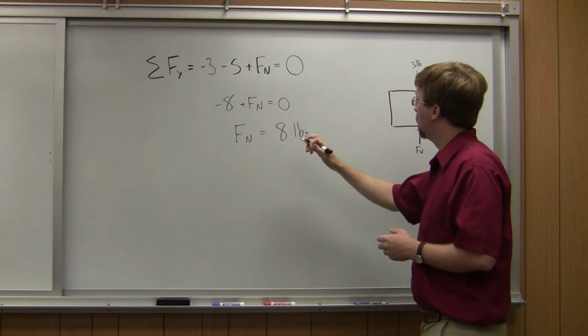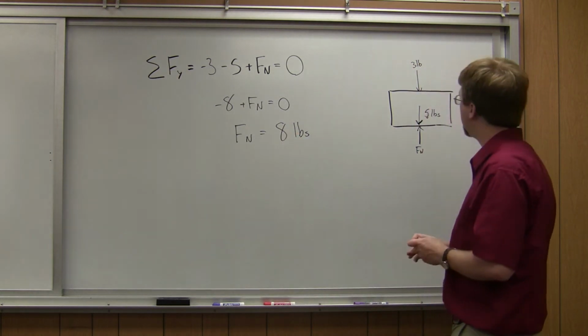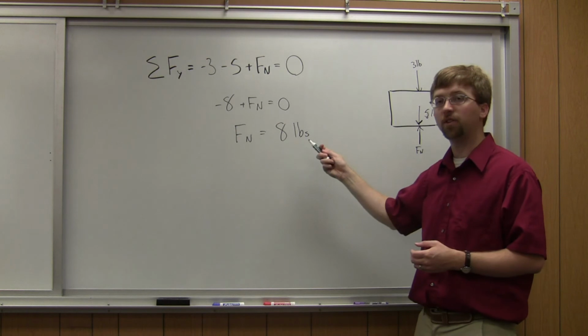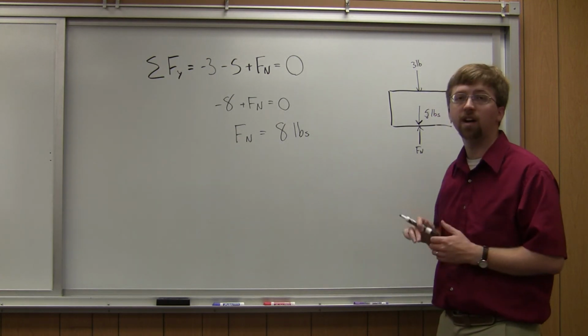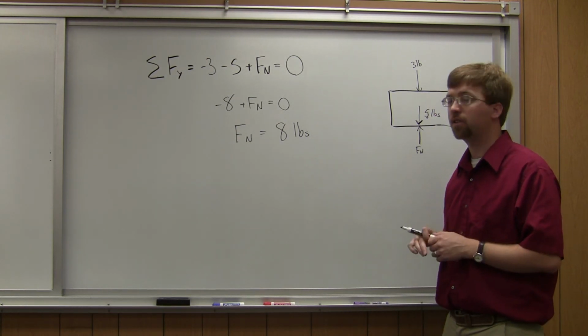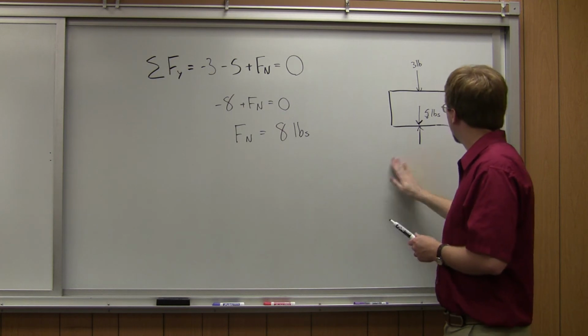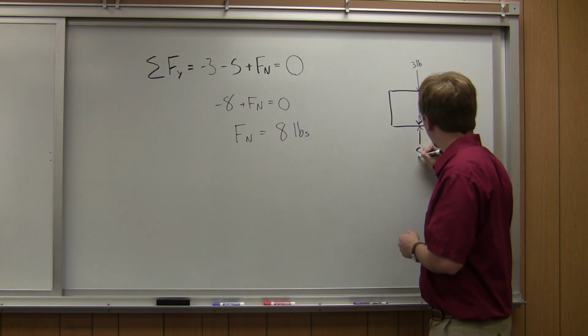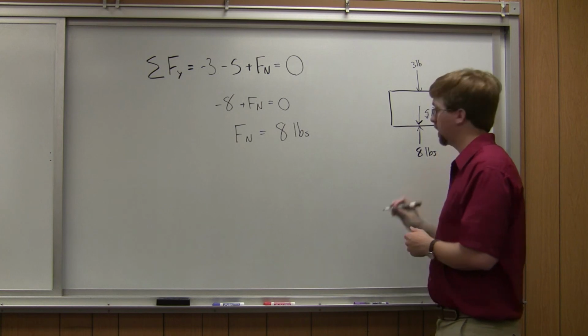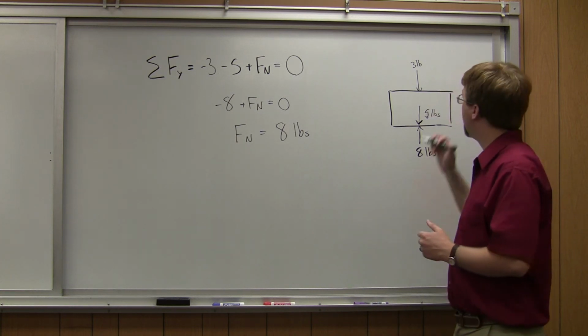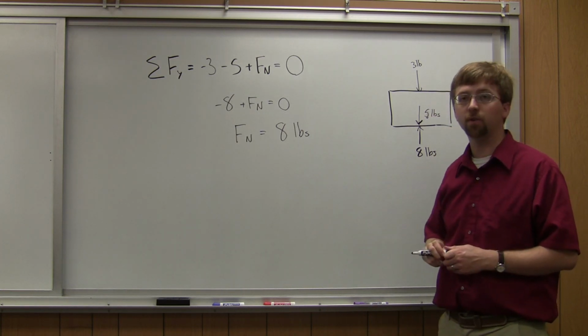So with this, I know I've got Fn equals 8 pounds. And when I get a positive result like this, it means that the direction I assigned initially is correct. So this is an 8-pound force pushing up like so. And with that, I've got the magnitude and the direction of all the forces acting on this.